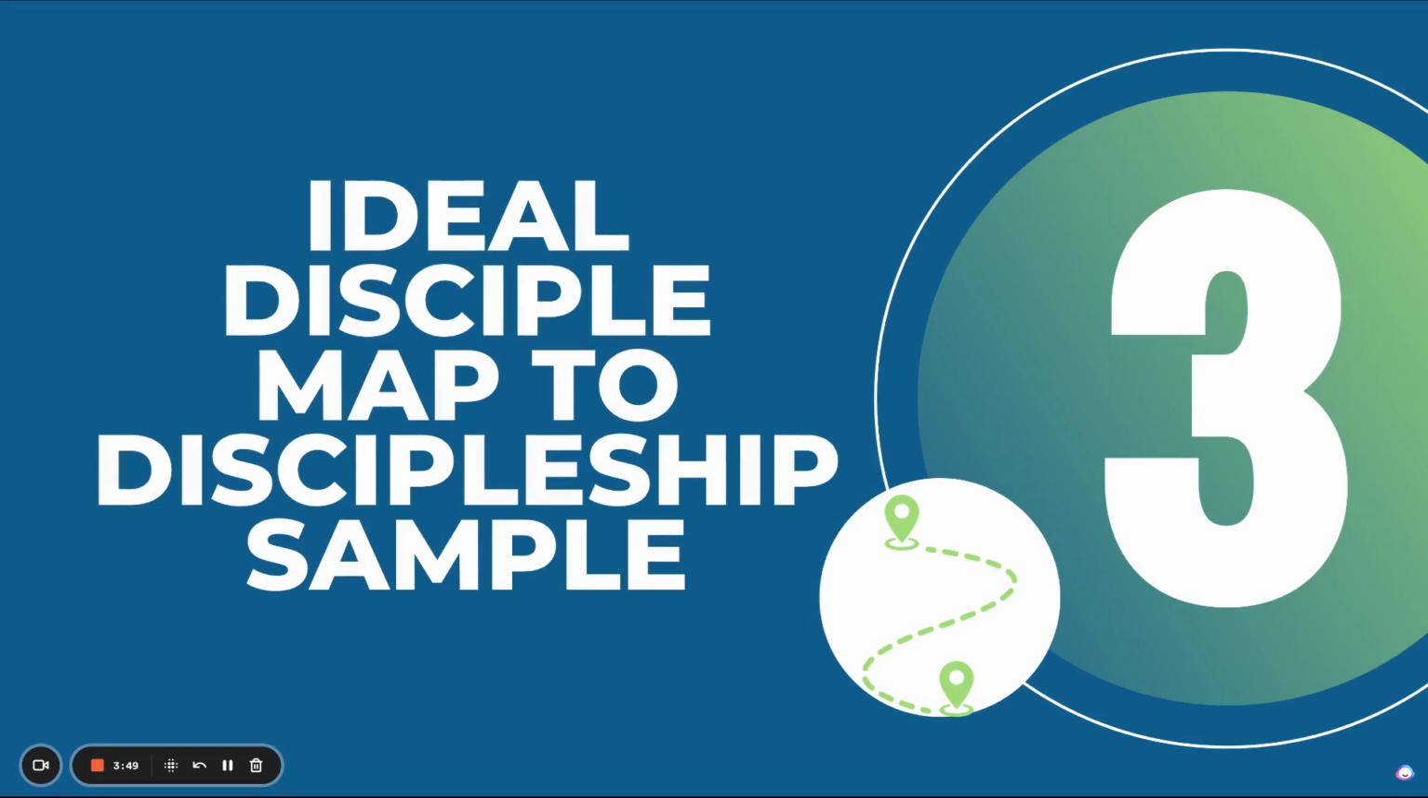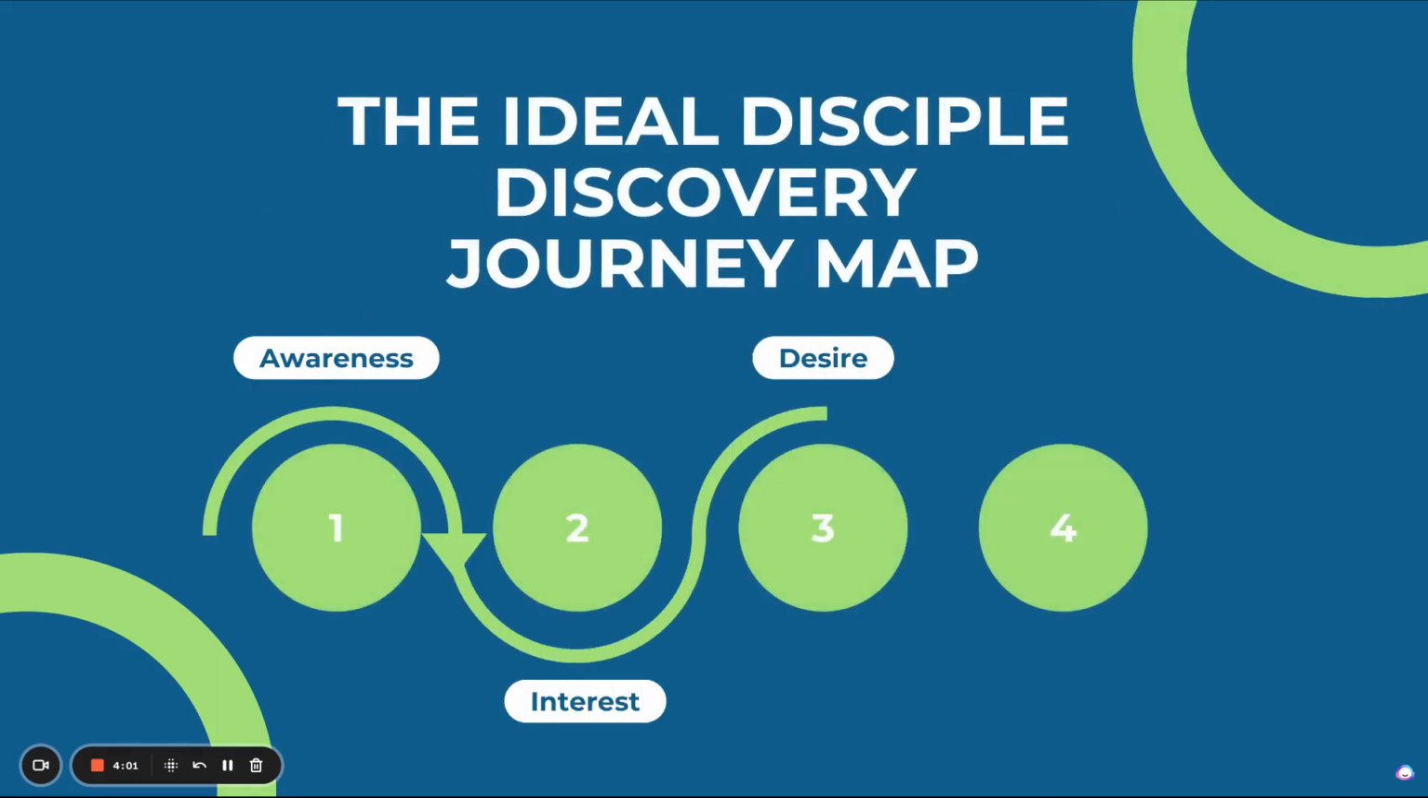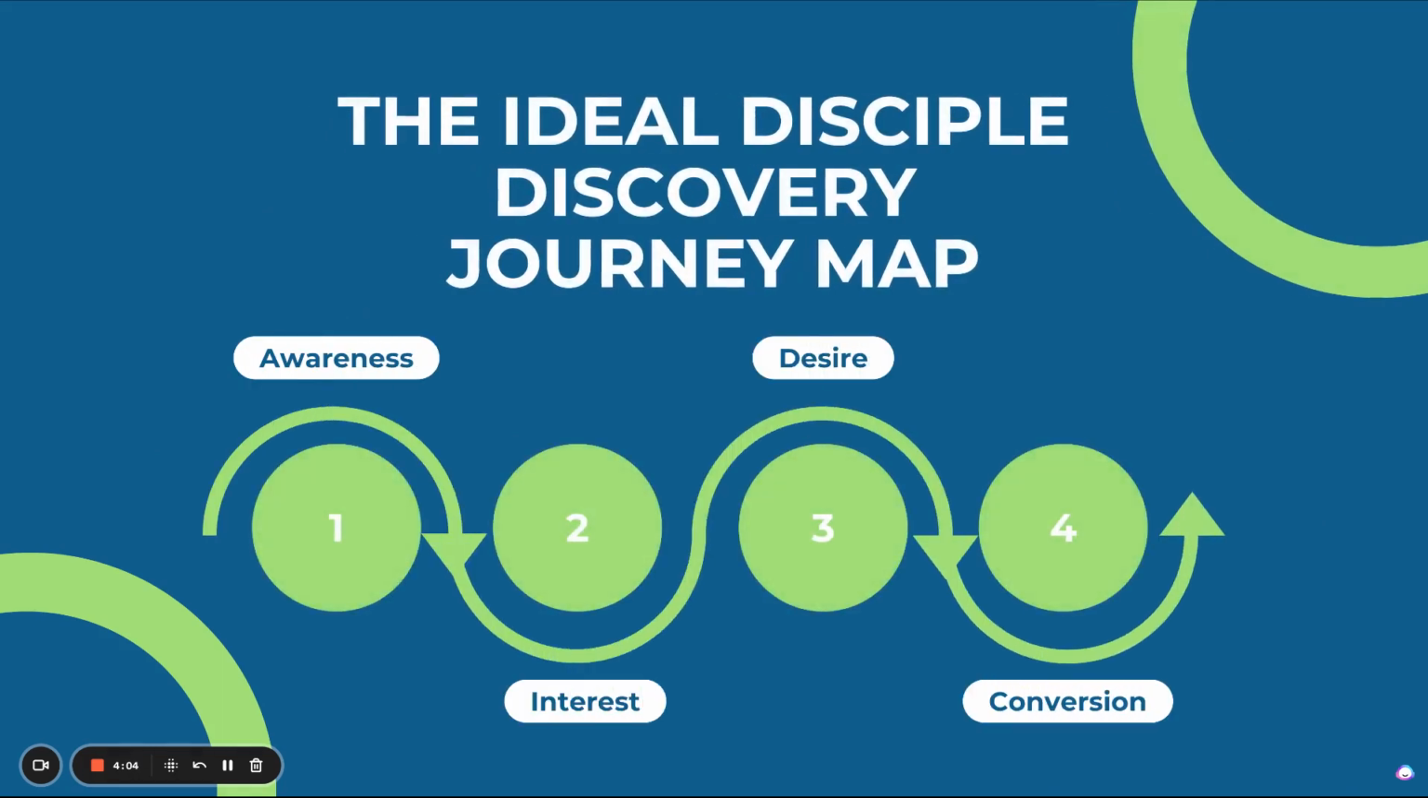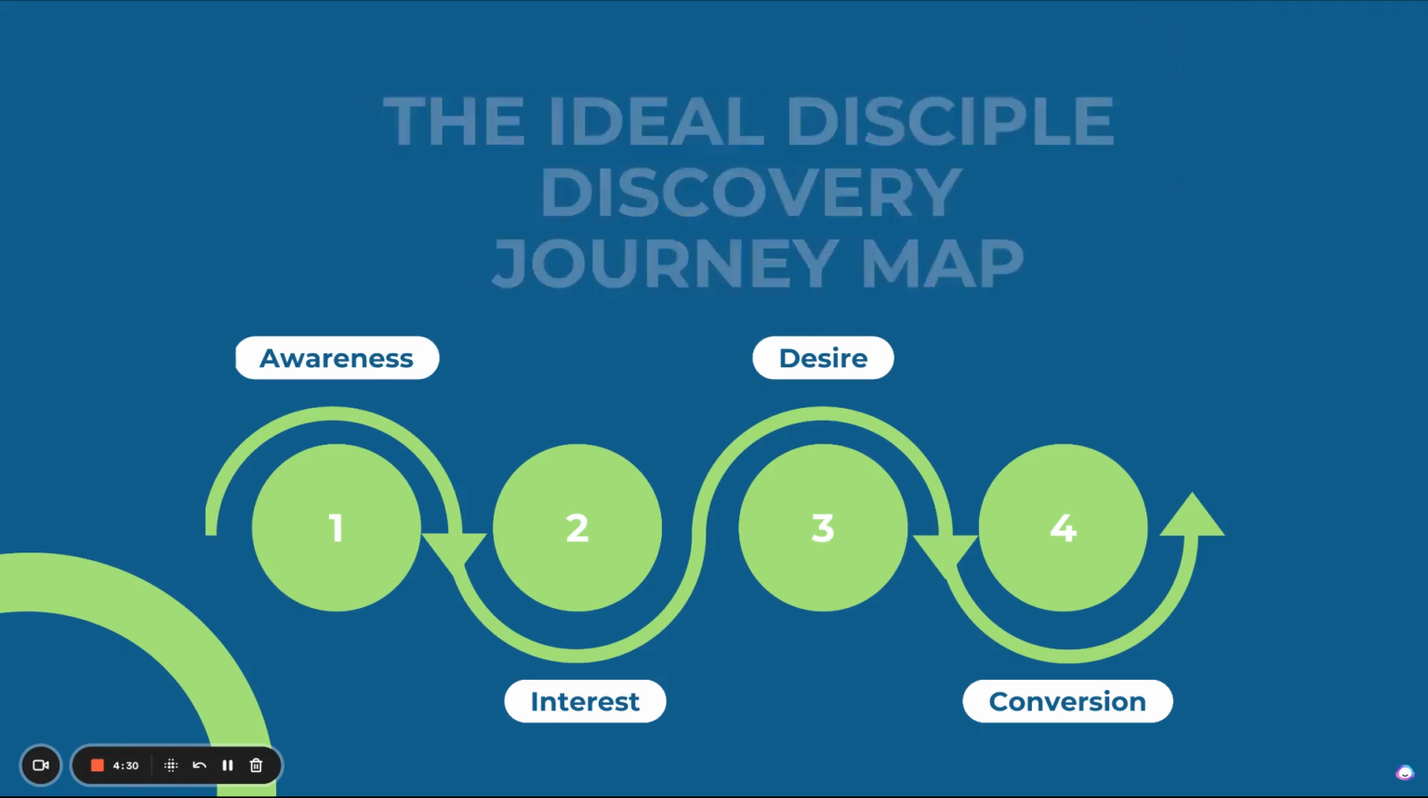The ideal disciple map to discipleship sample. So once we discover your ideal disciple, now we create a map from where they are currently to your actual ministry. So this is basically the 4 steps of that map. It includes awareness, interest, desire, and conversion. So basically, we ask questions, or what would make them aware, what are they interested in, what is their desire, and then what would cause them to convert and join the ministry.